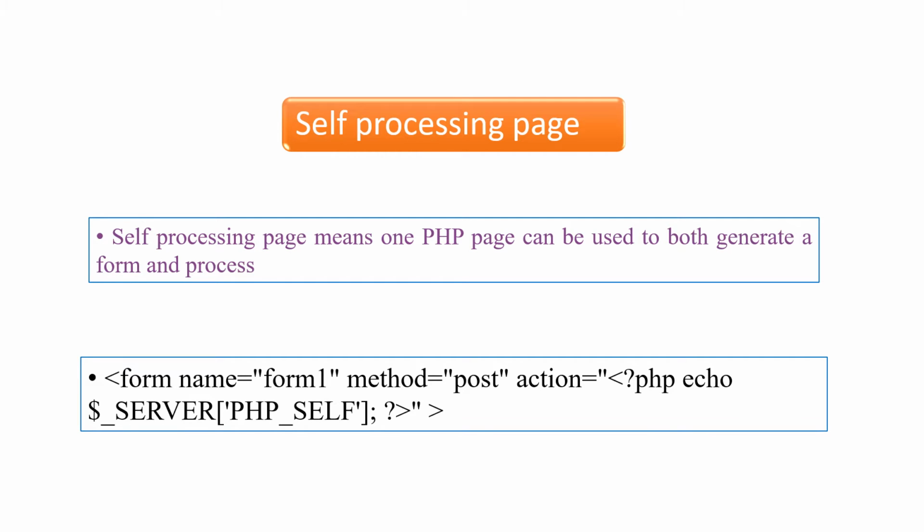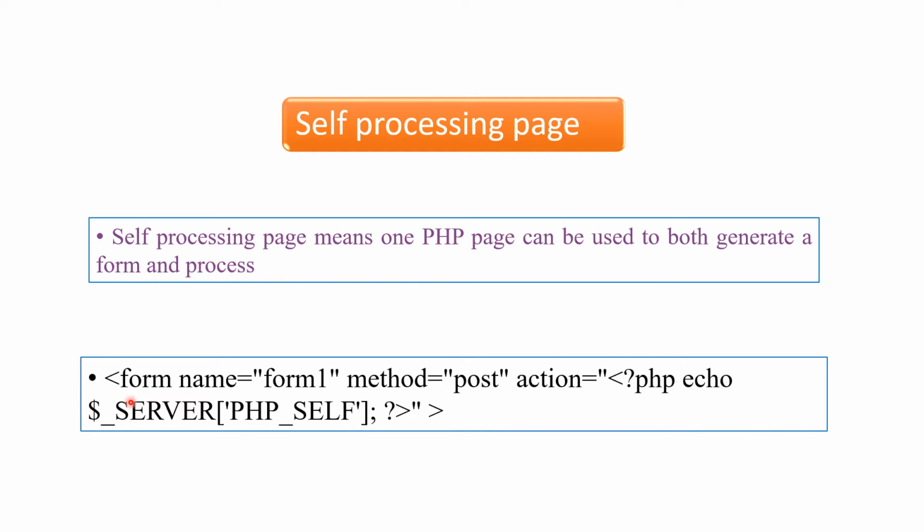Self-processing page. A self-processing page means one PHP page can be used to both generate a form and process it. You can use the PHP_SELF variable for generating a self-processing form. PHP_SELF is a variable that returns the current script being executed. This variable returns the name and the path of the current file from the root folder. You can use this variable in the action field of the form.